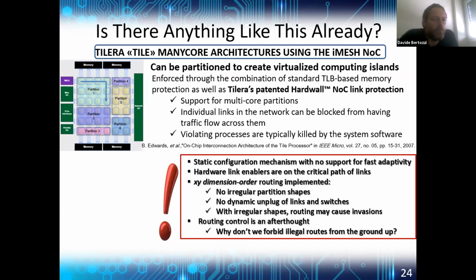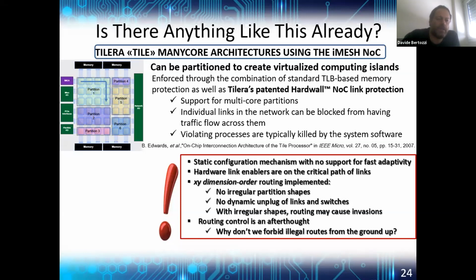However, this hardware support is, to my knowledge, very static. You can statically configure these virtualized computing islands, and there is no explicit or effective support to reconfigure these settings on the fly for fast adaptivity to what's going on in the environment, okay?